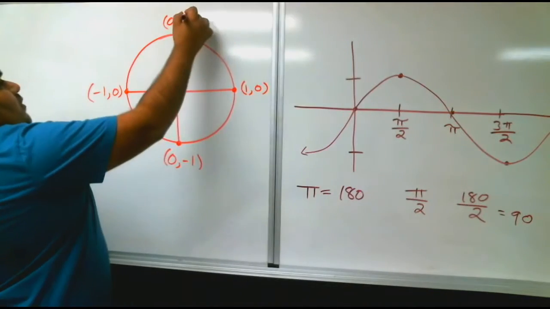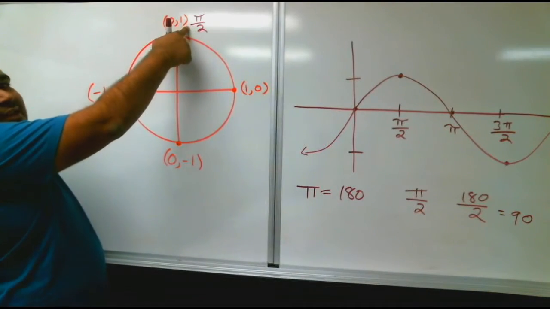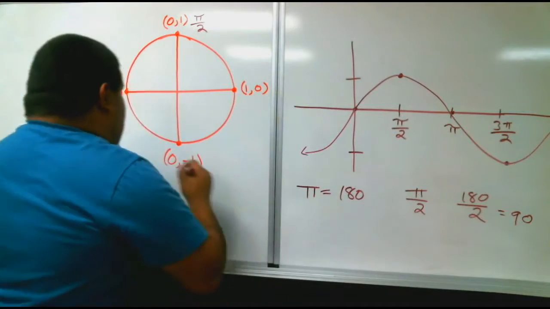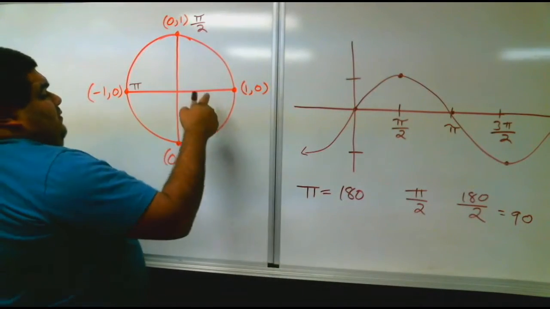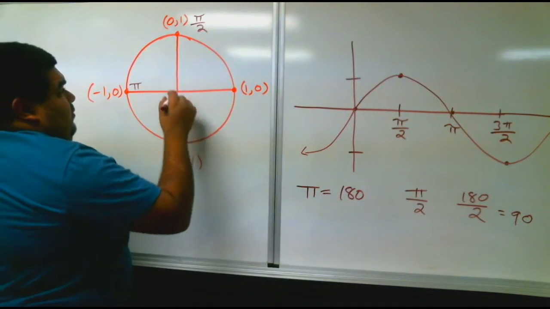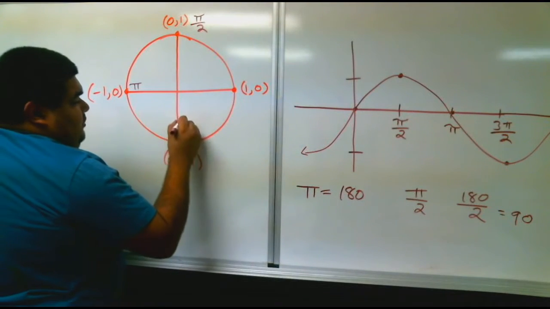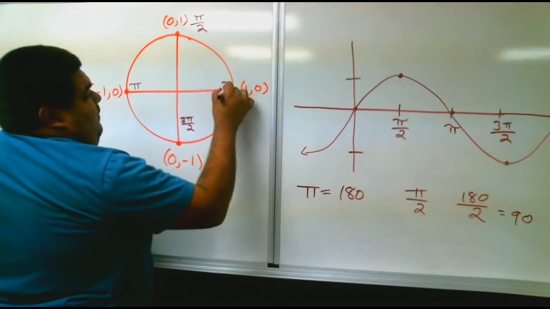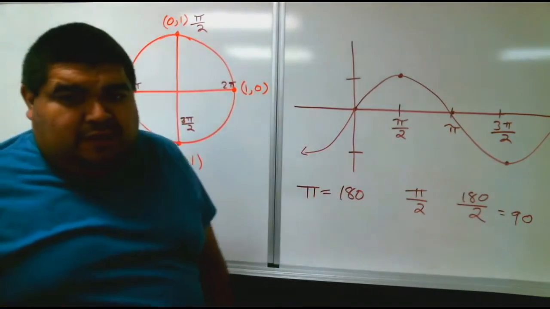So therefore, we have pi over 2. If pi over 2 is 90, then 90 plus 90 is just pi, right? So we have pi. Again, if you're looking for 270, we have half a pi, a full pi, a pi and a half, which is 3 pi over 2. And then finally we have 2 pi if we do the whole circle.